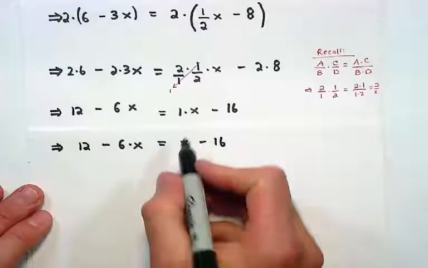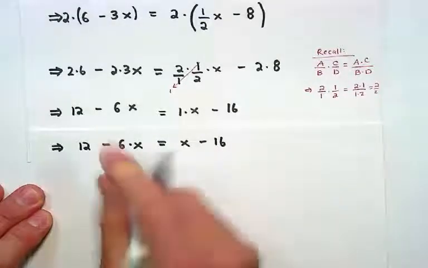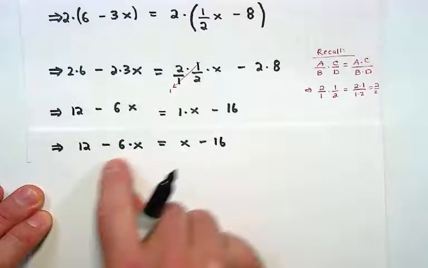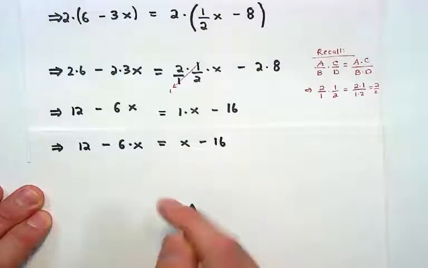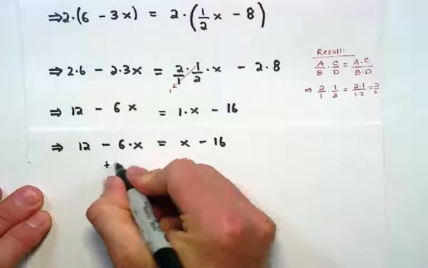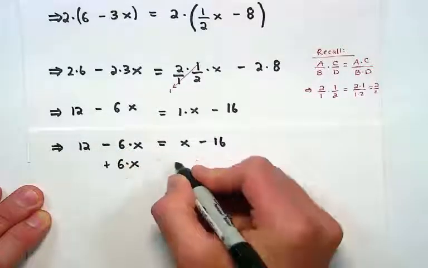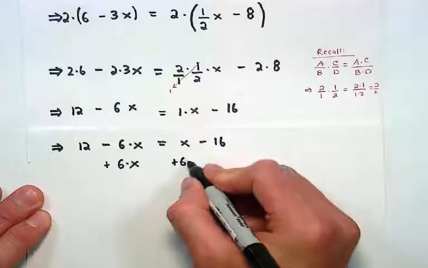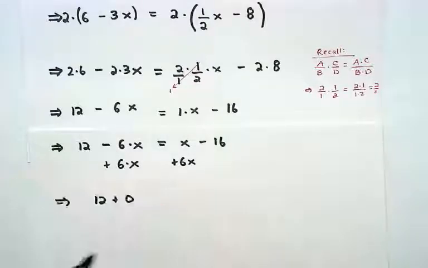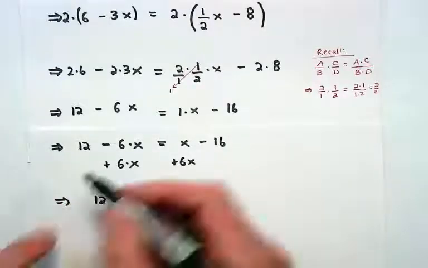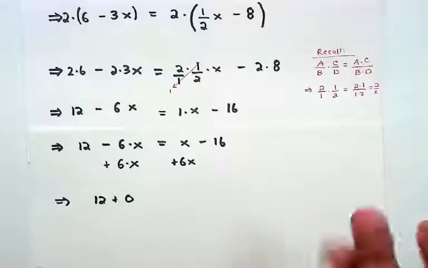Now that we're here, the next step is to get the x's by themselves. I could either bring this x on this side or this -6 over to the other side. I like to annihilate negatives in case you haven't noticed. So I'm going to do the opposite of subtraction, which is addition. I add on this side, which means I must add on the other side. So now I have 12 plus 0 because -6x plus 6x is 0.